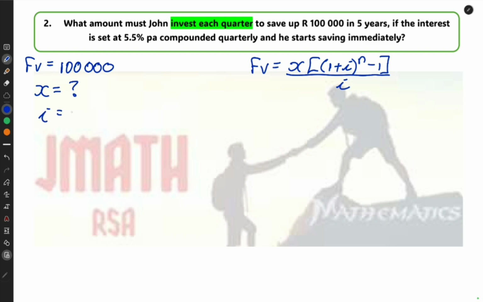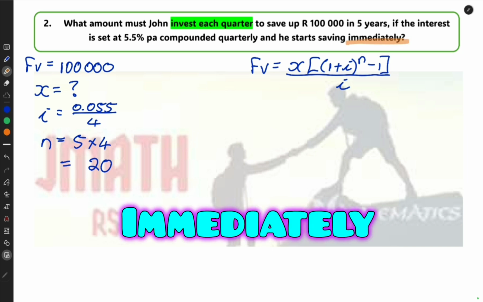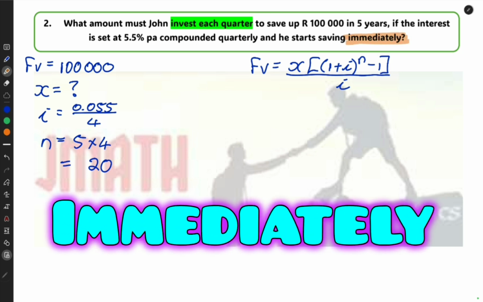I know I is going to be 0.055 over 4 because it's quarterly. And N, they tell me he wants to save this in 5 years. So because it's quarterly, this is 20. But now, please watch out, big red lights. If you see the word immediately in a future value sum, so he starts saving immediately.